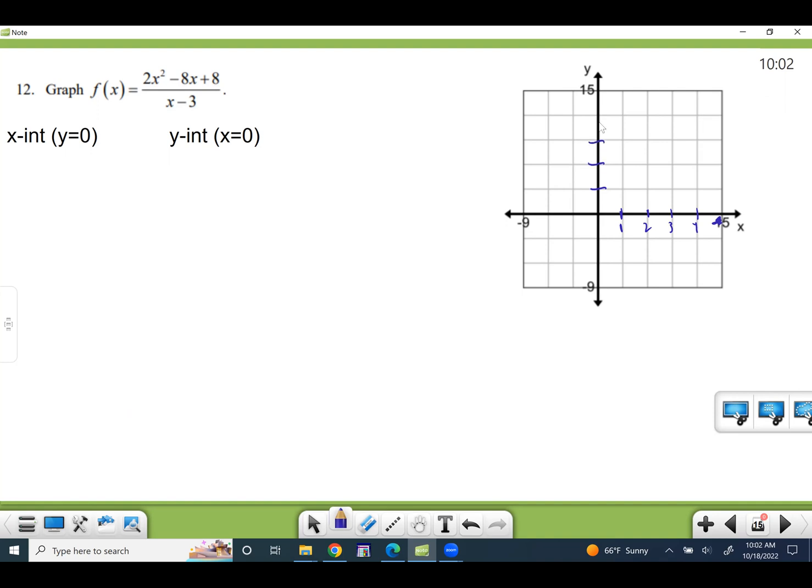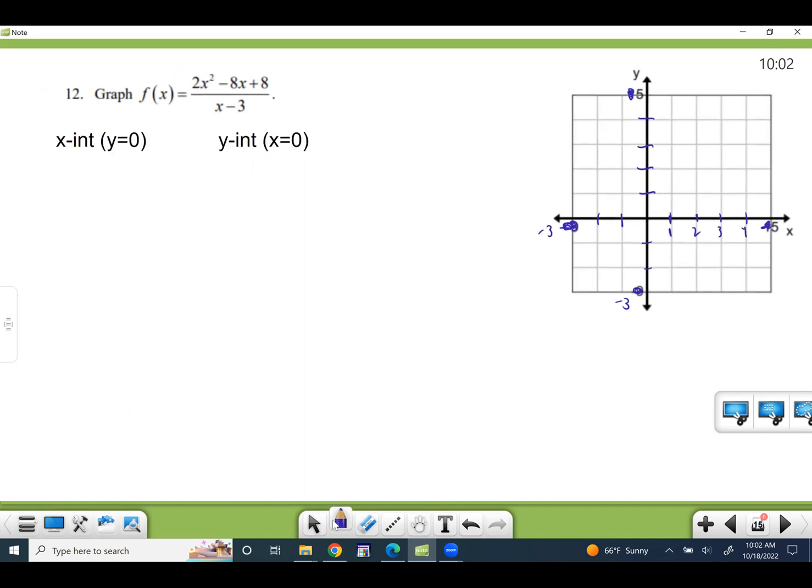1, 2, 3, 4, 5. 1, 2, this will be -3. And this will be -3. 1, 2, 3. Okay. All right. So I'm going to go ahead and substitute 0 in for the y. I'm going to move this guy over.